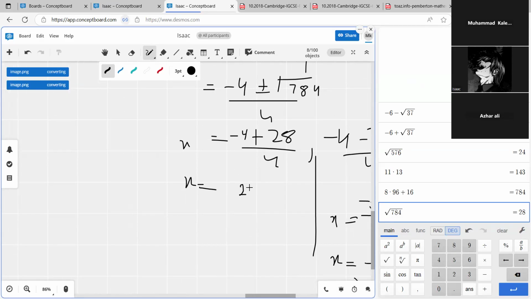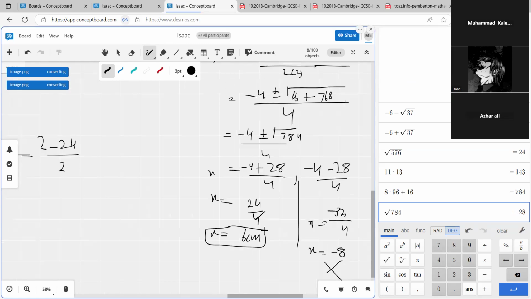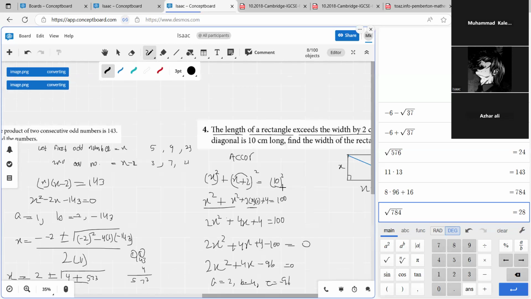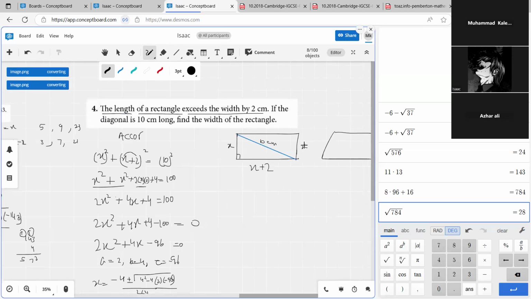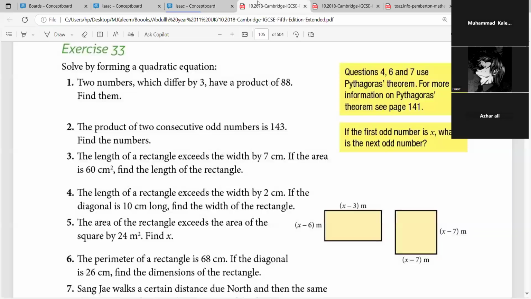This one will be 24 over 4. It means that the width is 6 centimeters. This one was centimeters, right? Yeah. So it means that this is 6 centimeters and this is 8 centimeters. And here they ask about the width, so we have to say 6 centimeters is the width. Got it? Yeah. Okay, now you have to solve this question at home. Question number 3 you have to try, otherwise I will explain in the next class.